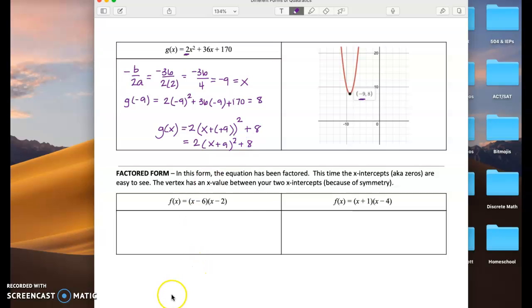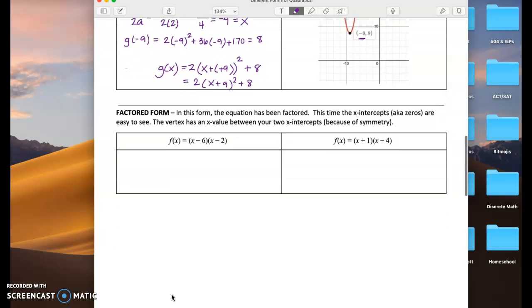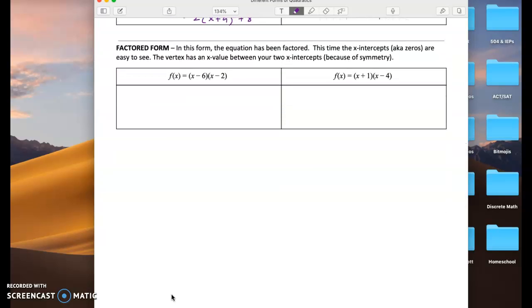So there's no reason not to use the technology that we have to help us with converting to vertex form. And then the last form is factored form. And so this is just giving us the x-intercepts. So we can take each intercept, set it equal to 0, and solve for x.